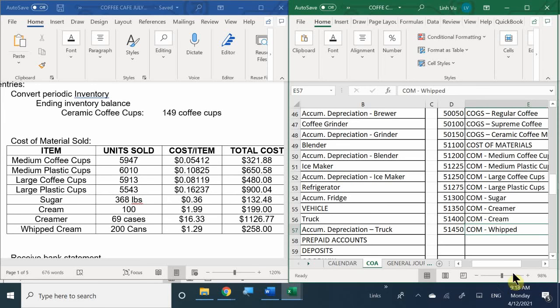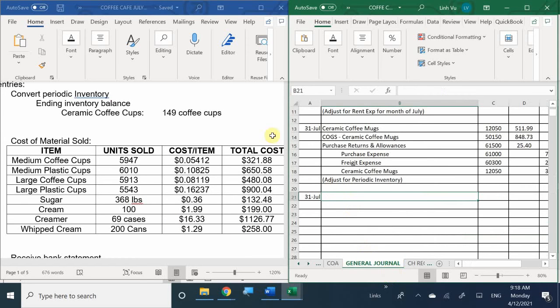Okay? So let's go ahead and plug all of those numbers in. Okay? Because we're going to be calculating the cost of material. So, like I've mentioned before, I've already done the calculation for you. So this part's really, really easy. All we have to do is just journalize each entry here. So the first one is my cost of materials for my medium coffee cups. So how much did I use?